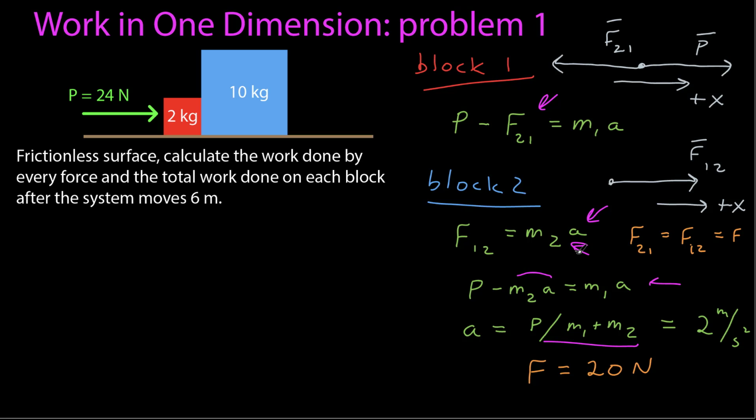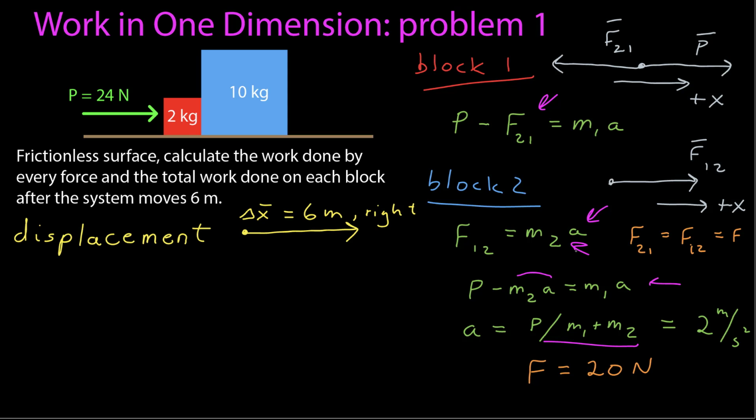So how am I going to calculate work? Now all of these forces are constant. They're not changing in time, they're not changing in position. Everything is in one dimension, so I have a really simple relationship where the work is just the force times the displacement, where I use my one-dimensional vector notation. First I need to know the displacement. I'm told that the displacement is 6 meters.